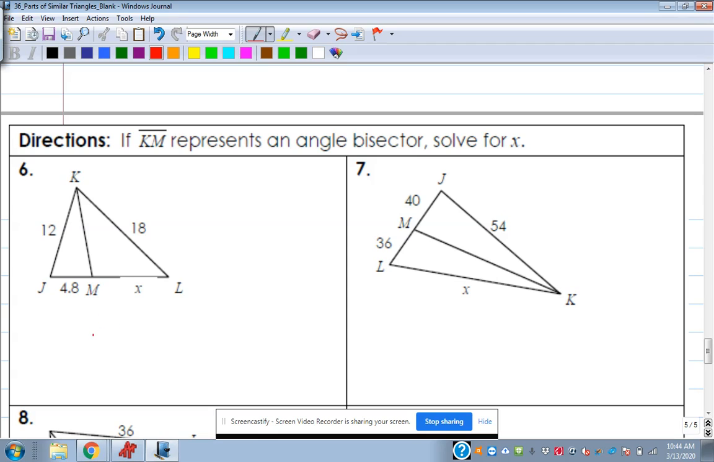Oh, that's confusing. 4.8 over x. And then 12 over 18. 12x. Still, what's 4.8 times 18? Still got to know that. Do you not get 6 out of that? You could simplify if you want to, it doesn't matter.